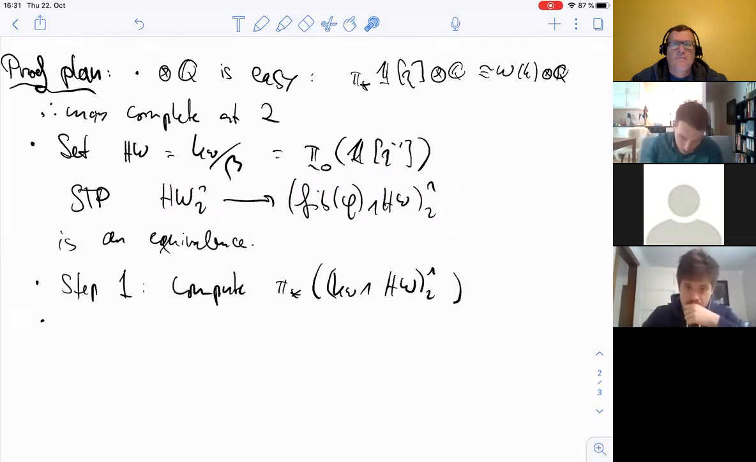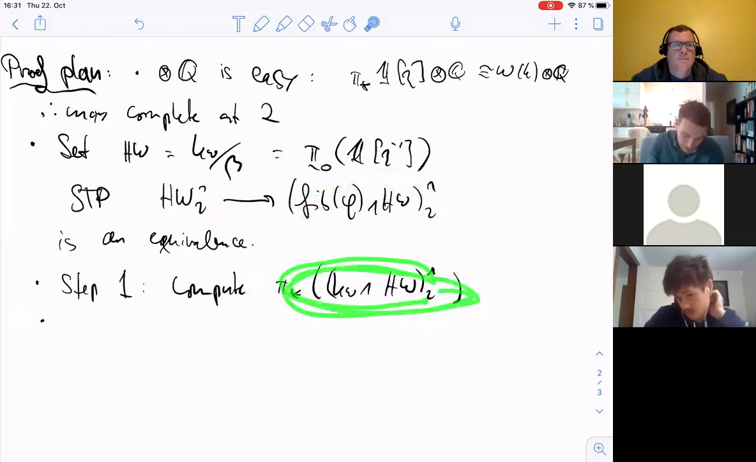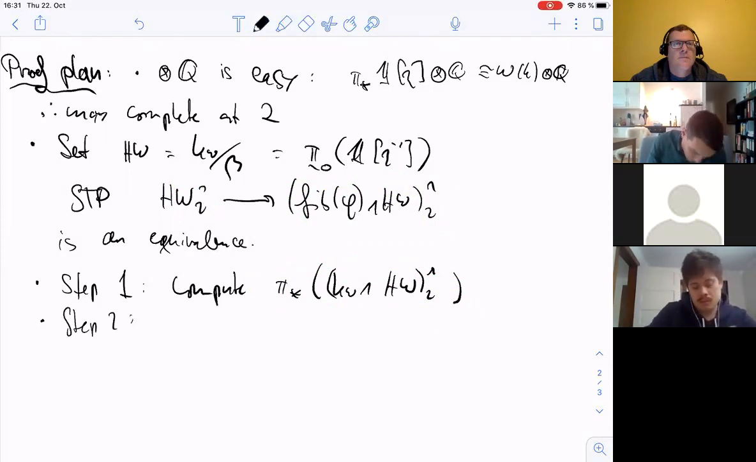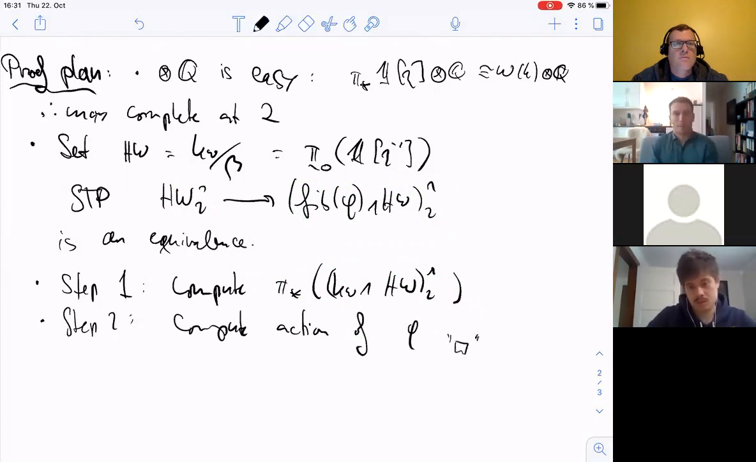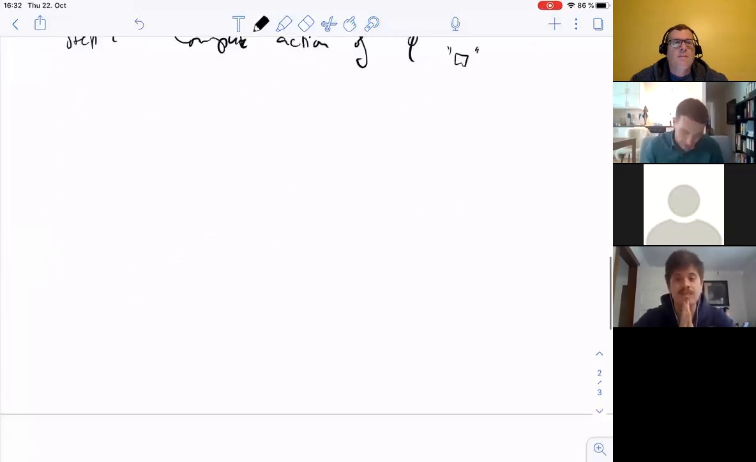We know that it's the fiber of the Adams operation on this guy. So, assuming we know what this is, we need to figure out what the Adams operation does and then compute the kernel and cokernel. Hopefully there should be lots of cancellation. So step 2 is to compute the action of phi, and then we're going to be done. Okay, without too much further ado, let's start this fight. Obviously I'm going to start with step 1.